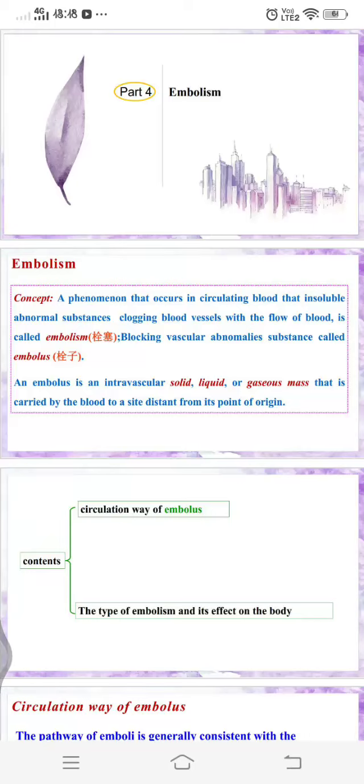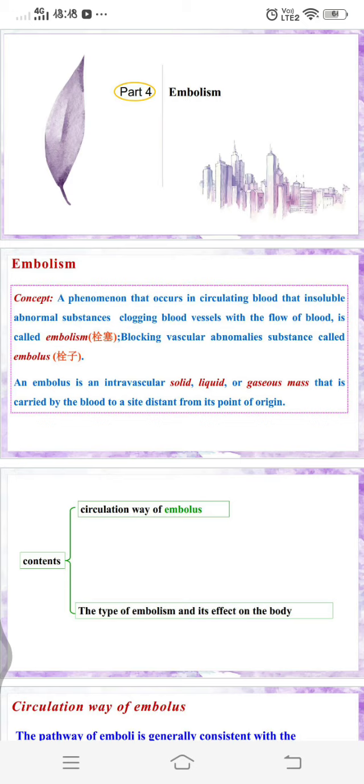So actually, what's an embolism? An embolism is an intravascular solid, liquid or gas. This is important: a thrombus is always a solid, but an embolus can be a solid, liquid or gas mass, and it is carried by the blood to a site distant from its point of origin. So it is moving away from the source of its origin.